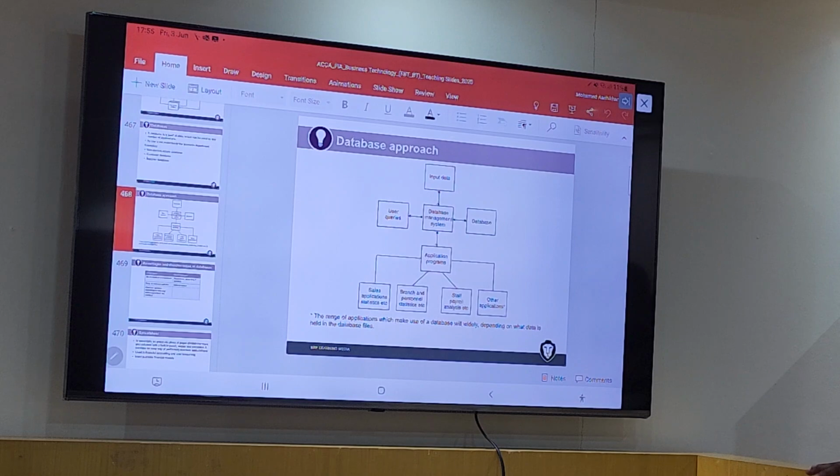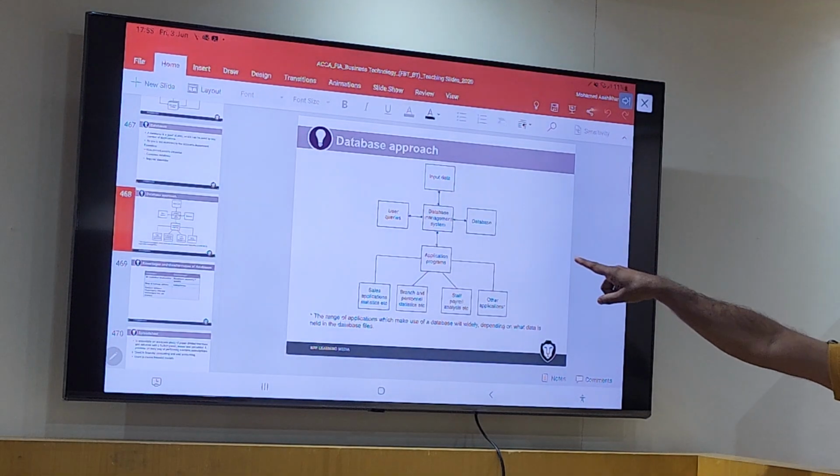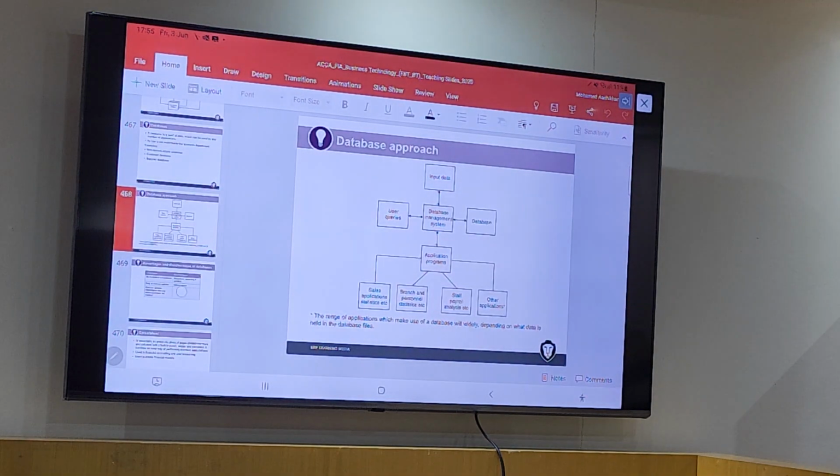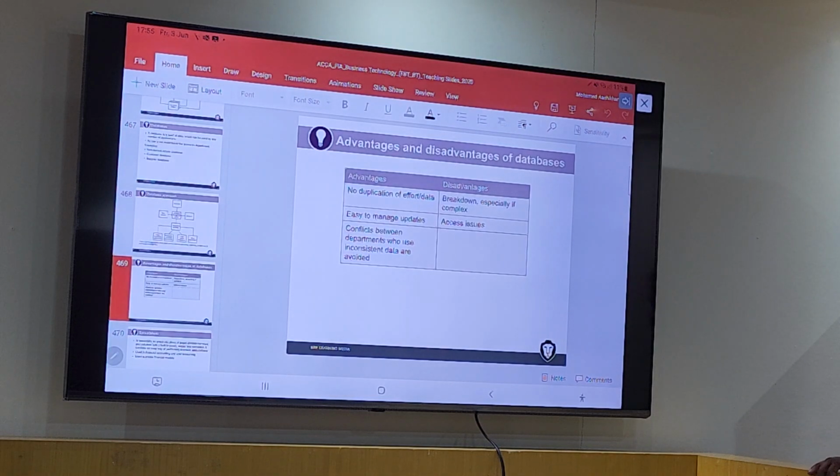Database approach: input data, database, DBMS (database management system), then application programs: sales application, branch and personnel statistics, staff payroll, other applications. Advantages and disadvantages of a database: no duplication of effort or data, easy to manage, conflict between departments who use the data and inconsistencies are avoided, obviously. What are the disadvantages? Breakdown comes, big problem. If someone hacks, big problem. If a virus comes, collapse. Access issues are there.